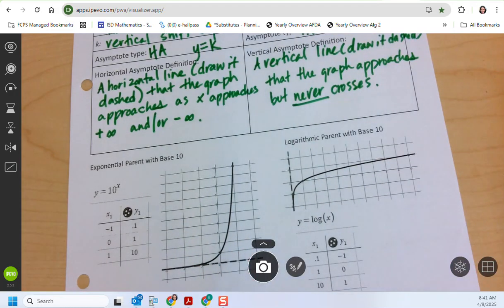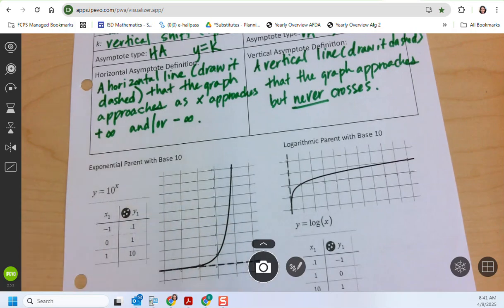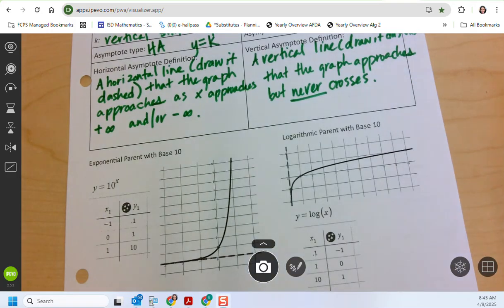Okay. And if you finish writing, I do want you to take a look at the table of values for both your exponential parent and your log parent, and see if you can plot those points on your graph. So what you might want to do for the first problem on the back is start by graphing it on your calculator to get an idea of what the shape is.